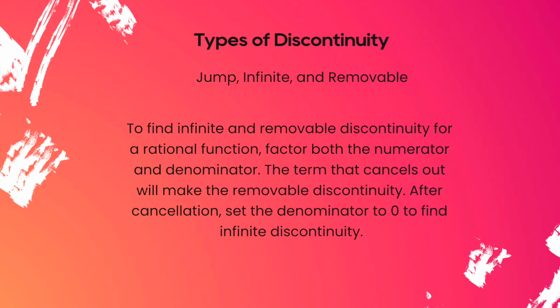Now, there's three types of discontinuities: a jump, infinite, and removable. So to find infinite and removable discontinuity for a rational function, factor both the numerator and the denominator. Then the term that cancels out will make the removable discontinuity. And then after you cancel out that common term, you set the denominator of the simplified expression to 0 to find the points of infinite discontinuity.